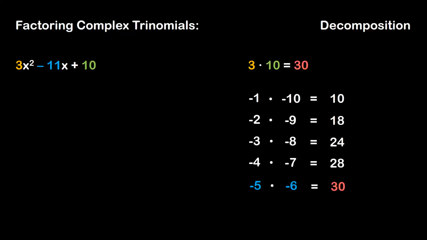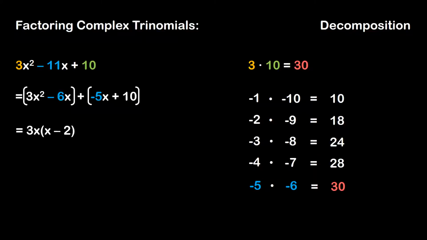Okay, once again, once we have determined those two numbers, we can decompose the negative 11x into negative 5x and negative 6x. So we will have 3x squared minus 6x plus negative 5x plus 10. Once again, we can put brackets around the first two terms and brackets around the last two terms. And then we will factor out the common factor from each of these expressions. So for the first expression, we can factor out the 3x. That will give us 3x times x minus 2.